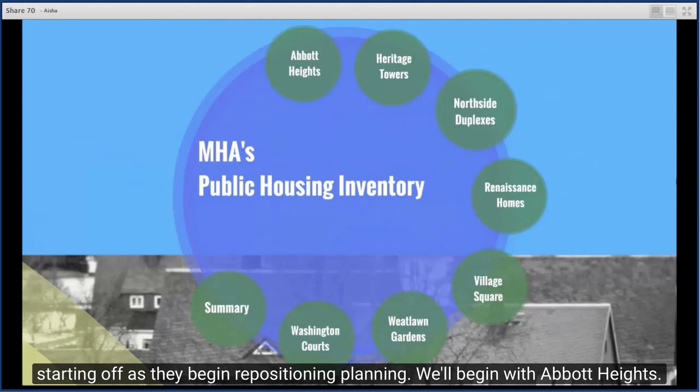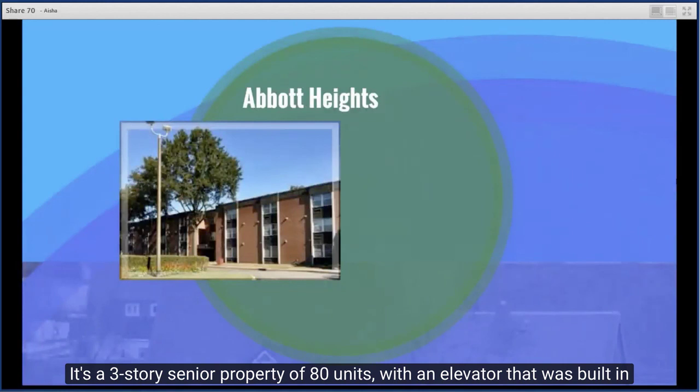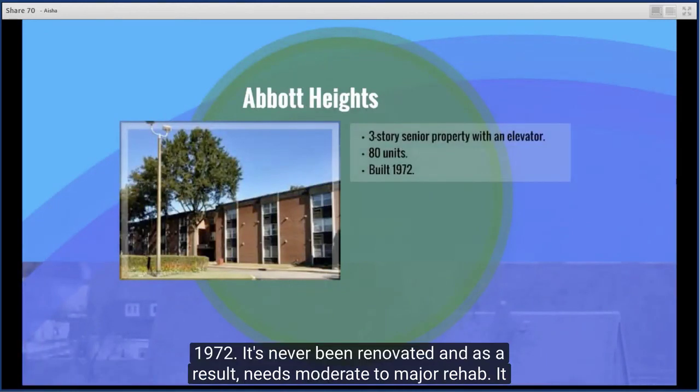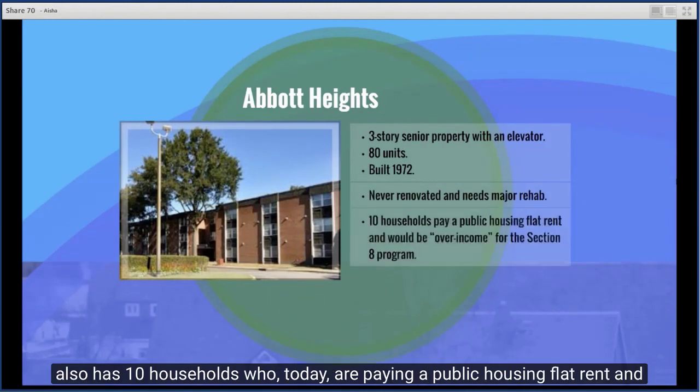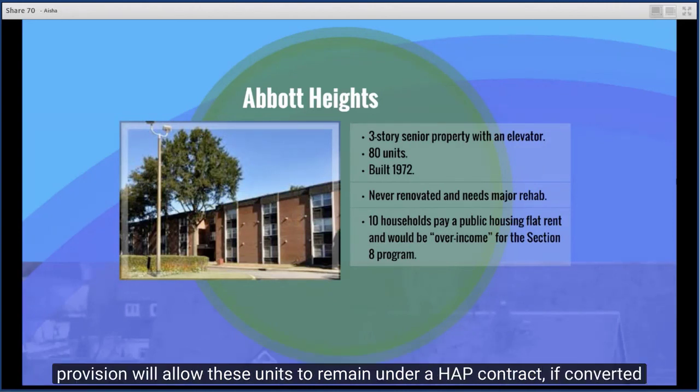We'll begin with Abbott Heights. It's a 3-story senior property of 80 units with an elevator that was built in 1972, has never been renovated, and as a result needs moderate to major rehab. It also has 10 households who today are paying a public housing flat rent and would be over income for the Section 8 program. Remember, RAD's grandfather provision would allow these units to remain under a HAP contract if converted to RAD.